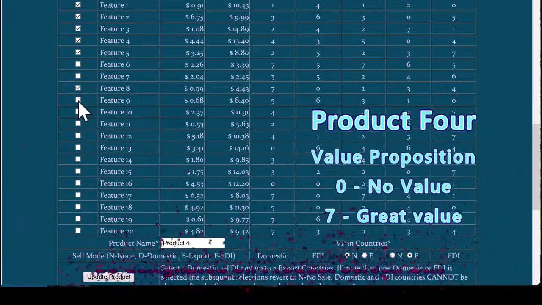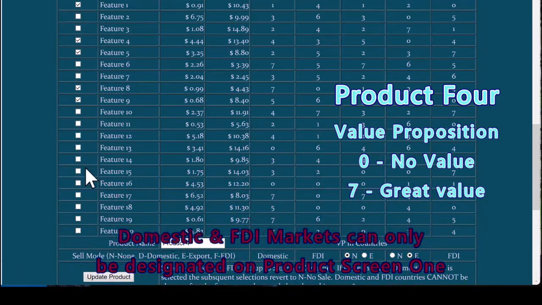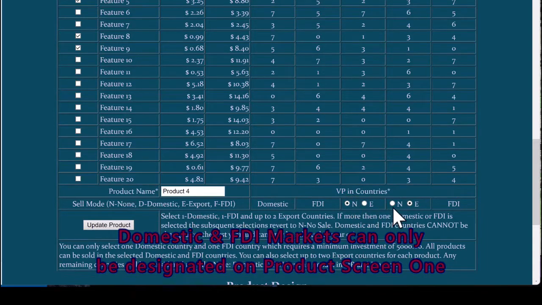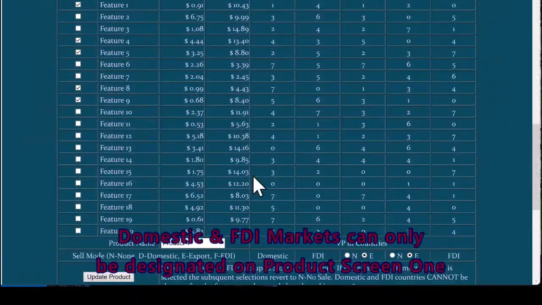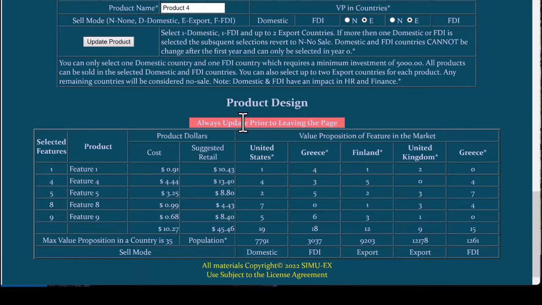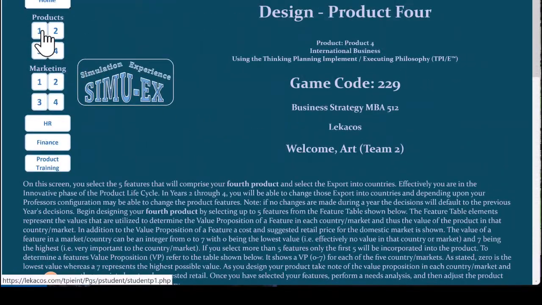That is another important consideration. After year 1, you can change whether to sell into a market via export or not, but you cannot change domestic and FDI. That is a constraint to first year decisions. As always, the product manager should look at the value of the product in the intended target country that is being sold to.